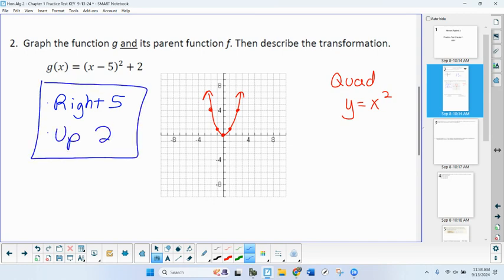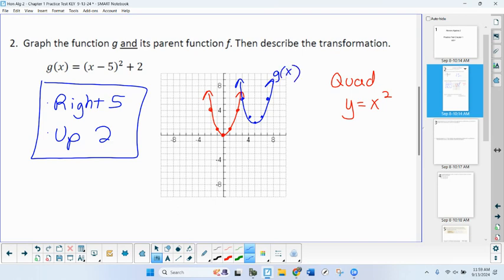So you're going to take each of these points and go right 5, up 2. Right 1, 2, 3, 4, 5, up 2. There we go. And there. And the blue function would be g of x.